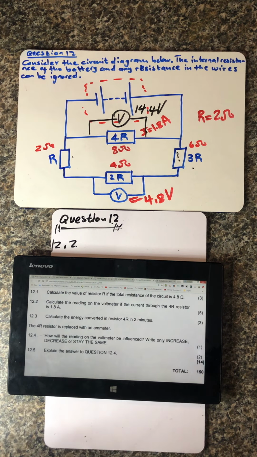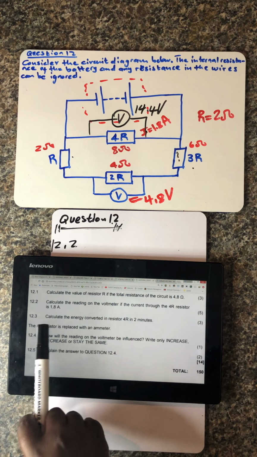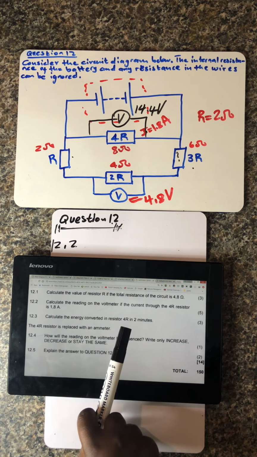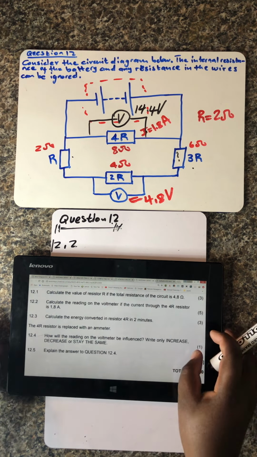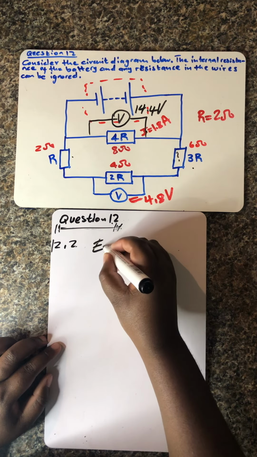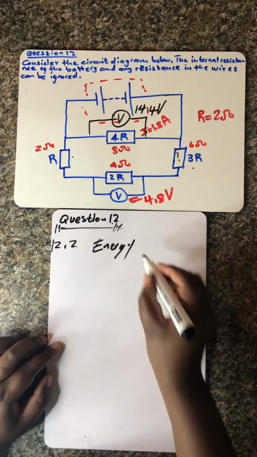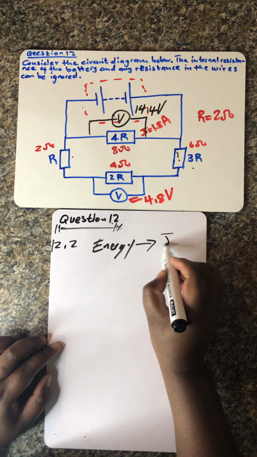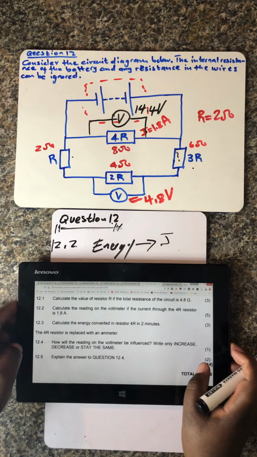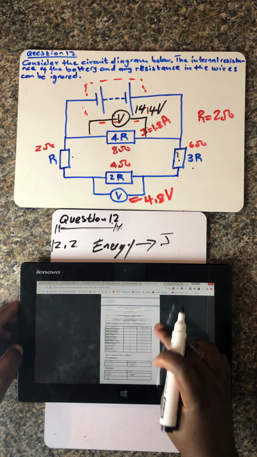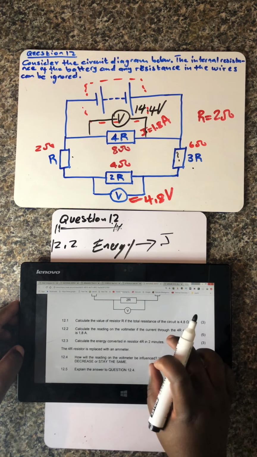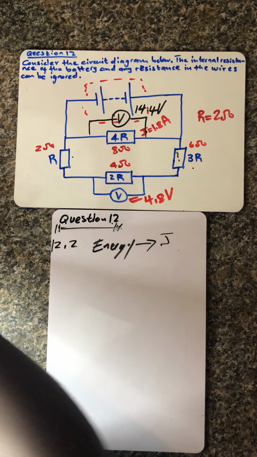So guys, moving to 12.3, they say calculate the energy converted in resistor 4R in 2 minutes. This question is allocated 3 marks. They want the energy, guys. What is the unit for energy? We know it's joules. So ladies and gentlemen, you just go to your formula sheet. Let me quickly check if you're given the formula sheet. Oh yes, of course you're given the formula sheet, guys, but because I know it by heart, you can just go to your formula sheet and check if you've got that formula.